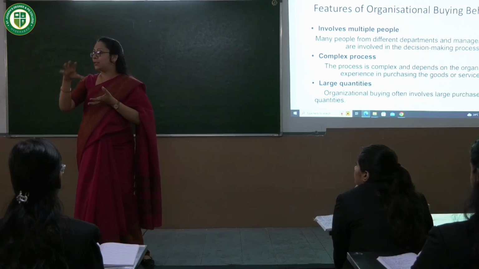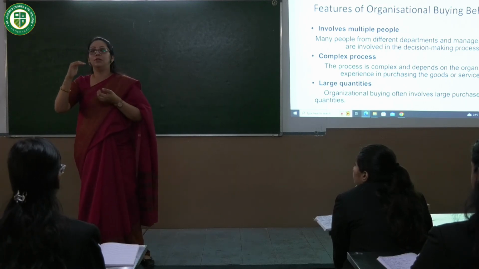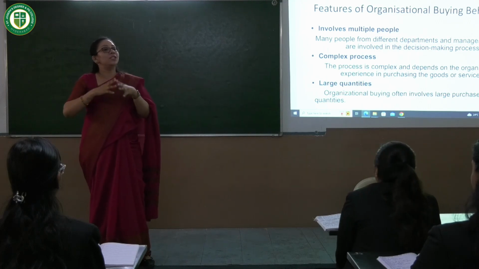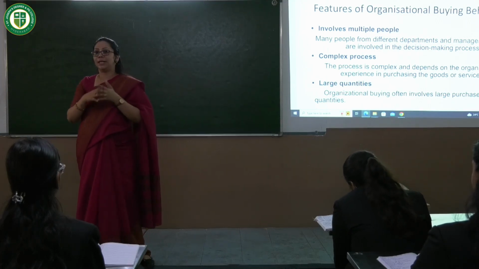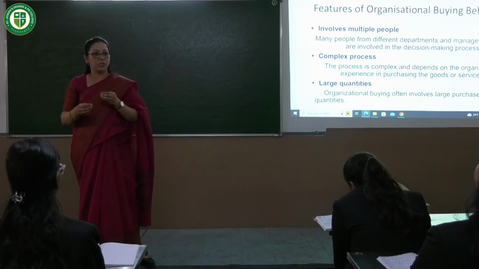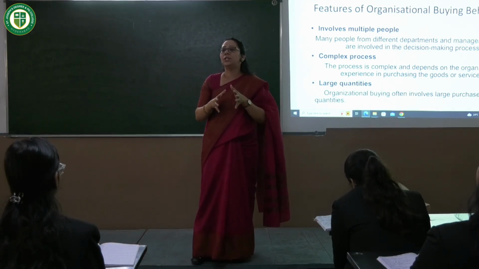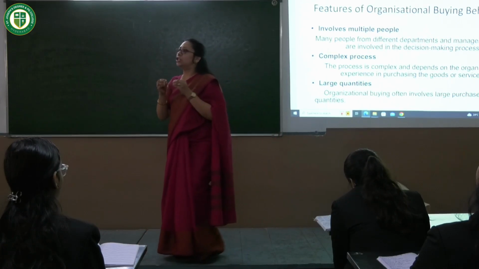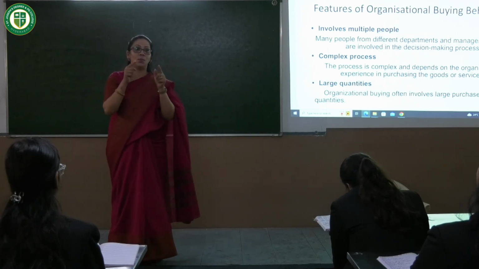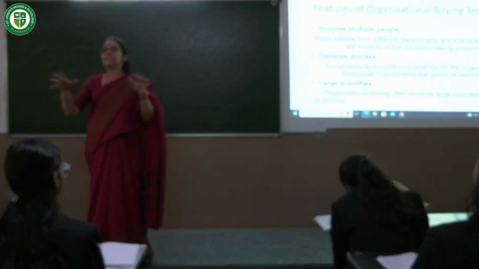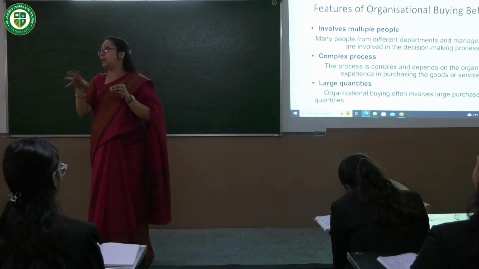Organization itself consists of different levels. There is the top level, the middle level, the lower level, and there will be many departments in the organization, like the finance department, production department, marketing department, HR department, isn't it? So if any one department requires something, it's not so easy that one person or one department can take the decision. It's a tedious process, and it involves many people also.